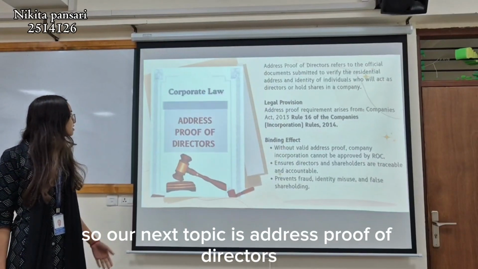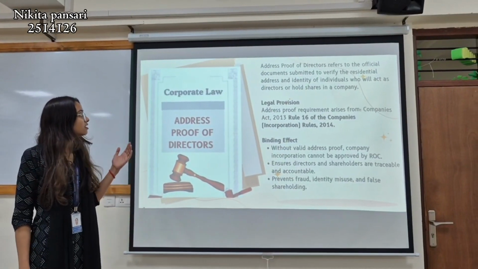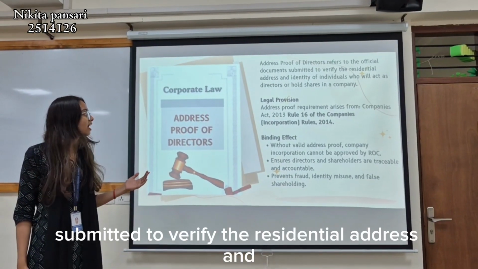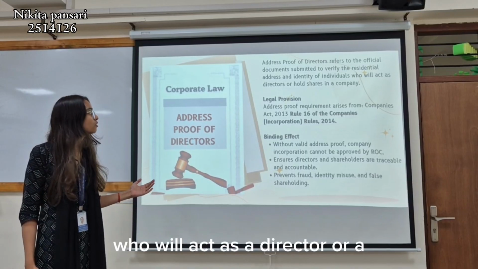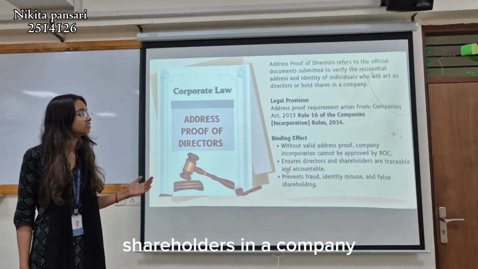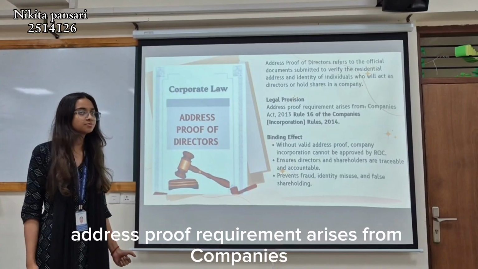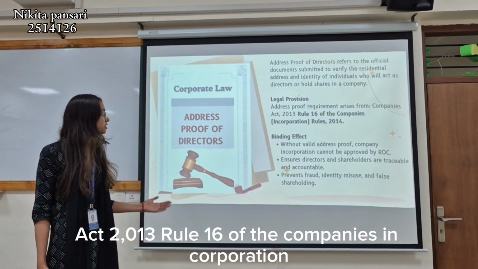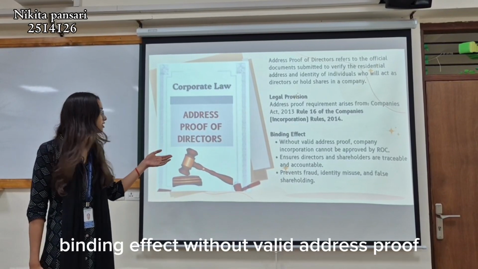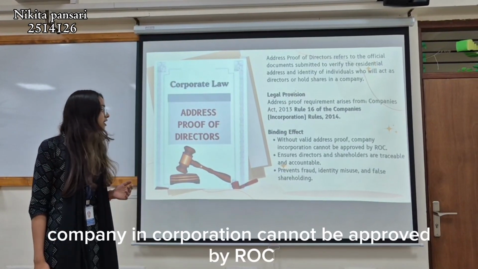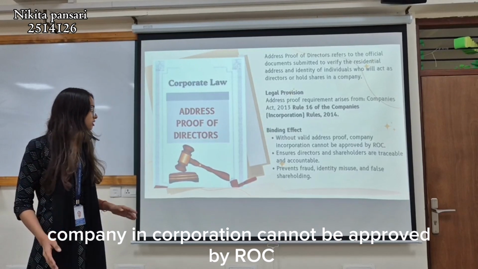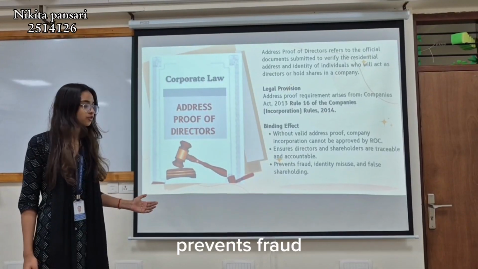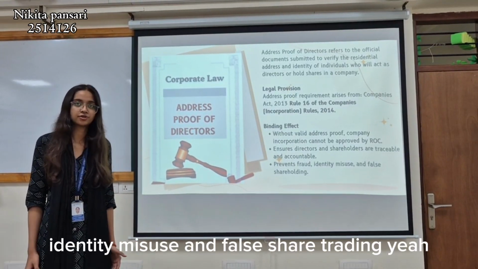So, our next topic is Address Proof of Directors. It refers to the official documents submitted to verify the residential address and identity of individuals who will act as directors or shareholders in the company. Legal provision: the address proof requirement arises from the Companies Act 2013, Rule 16 of the Companies (Incorporation) Rules. Binding effect: without valid address proof, company incorporation cannot be approved. Directors and shareholders are traceable and accountable, and it prevents fraud, identity misuse, and false shareholding.